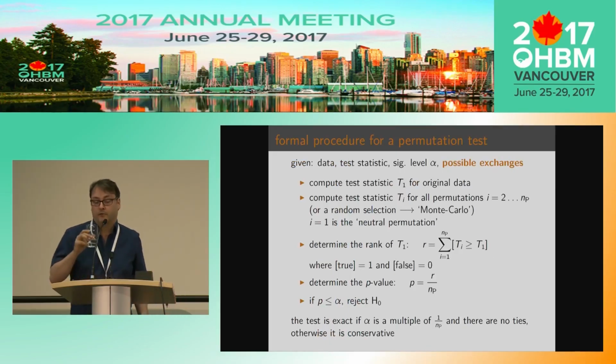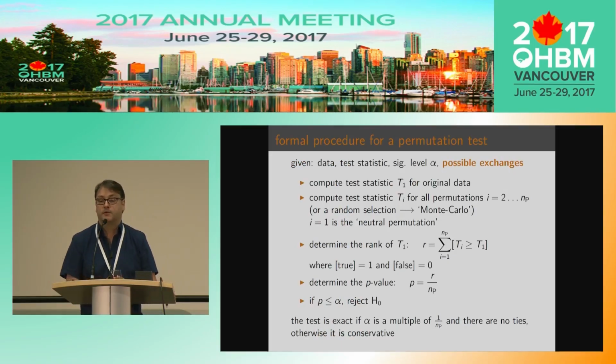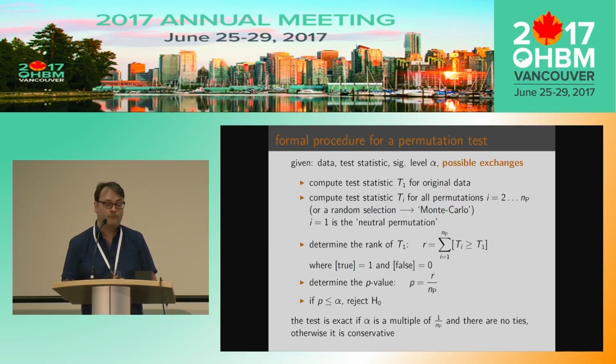Summary of the formal procedure for a permutation test. What you have given is a data set. You decide upon a test statistic. The test statistic does not come out of the permutation test. You set a significance level, alpha, and most importantly, and probably most challenging in many cases, you have to decide on the possible exchanges that you can apply to the data.